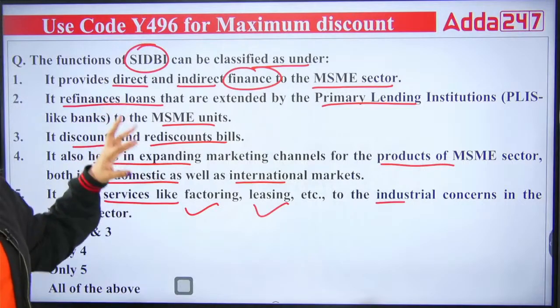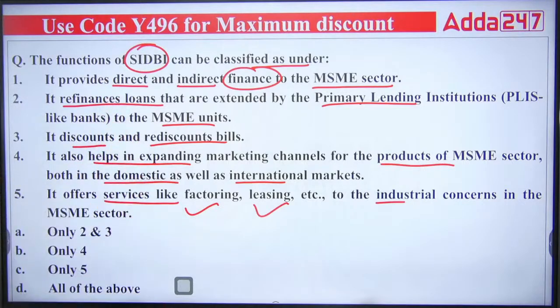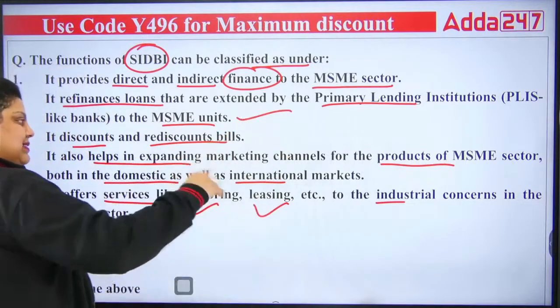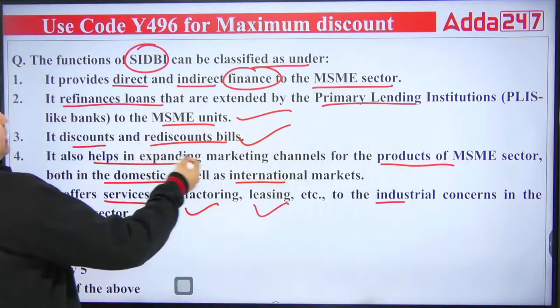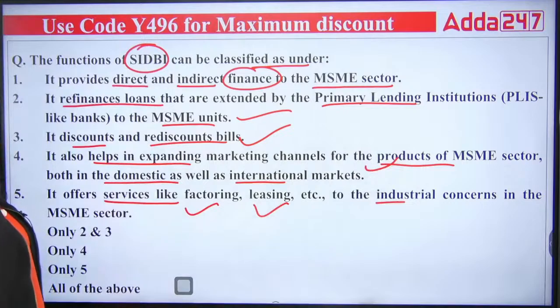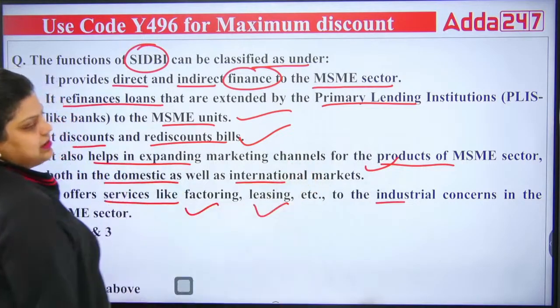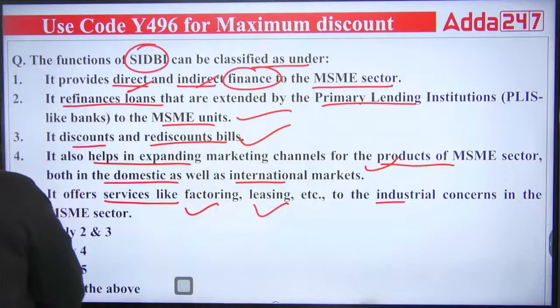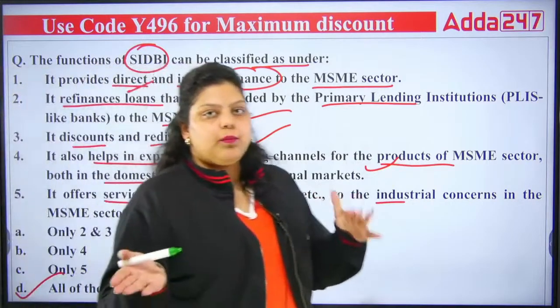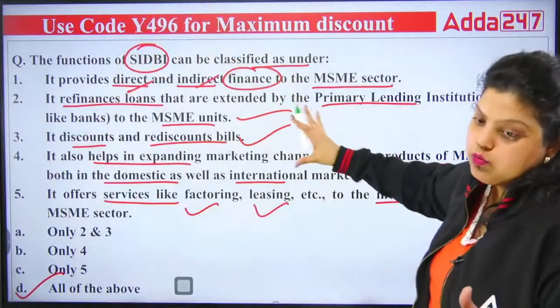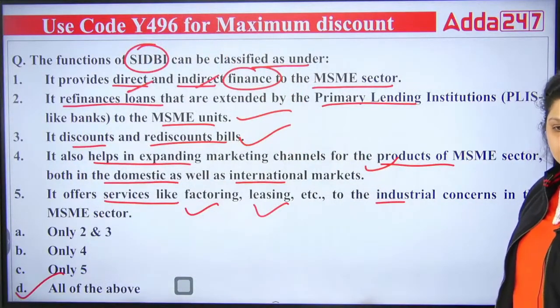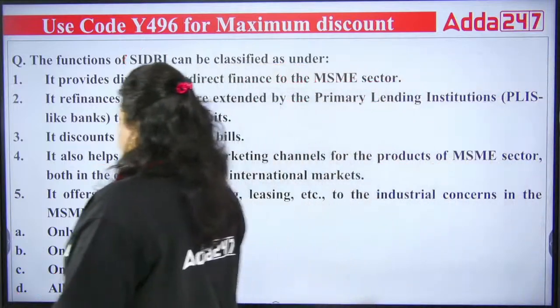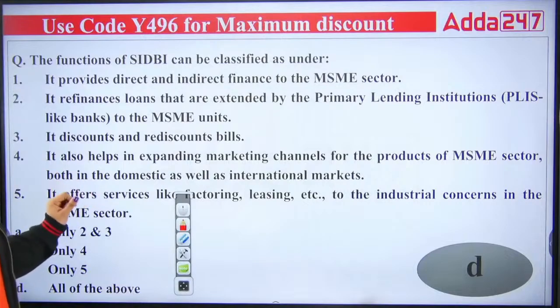So now you have to answer which of the following is the function of SIDBI. Only 2 and 3, only 4, only 5, all of the above. So SIDBI actually works for the MSME, na? It discounts and rediscounts the bills for the MSME. It also helps in expanding the marketing channel for the products of the MSME sector. It offers services like factoring, leasing, obviously, to the MSME sector. It does provide direct and indirect finance to the MSME sector. So it means the right answer will be all of the above. All of these services are provided by SIDBI for micro, small, medium enterprises. Clear? So the right answer here is D, all of the above.